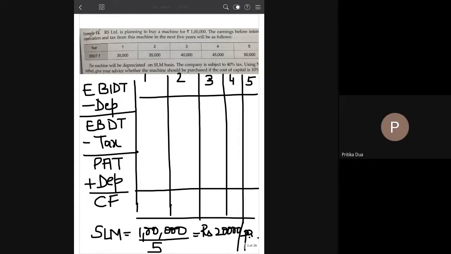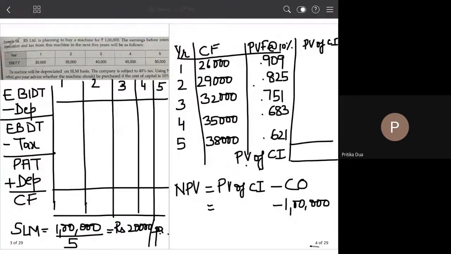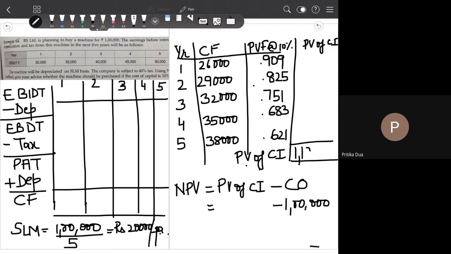Okay, so very good. We have the present value of cash inflows as 1,19,123. So which means that you have a positive value for your NPV at rupees 19,123. So since NPV is positive, we will accept the investment proposal.